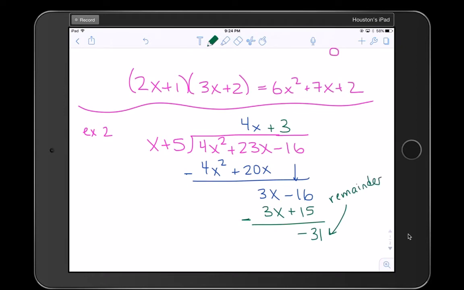Which means that you cannot say that x plus 5 and 4x plus 3 are factors of 4x squared plus 23x minus 16.